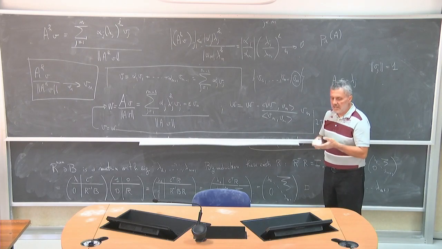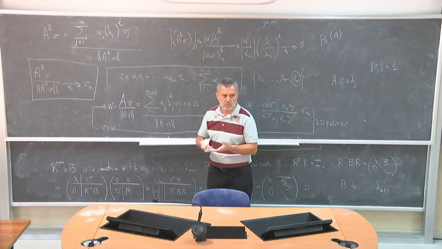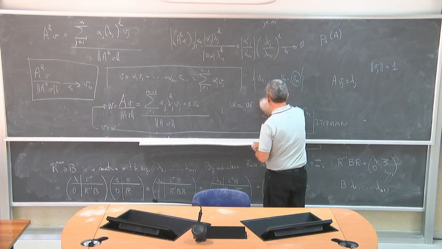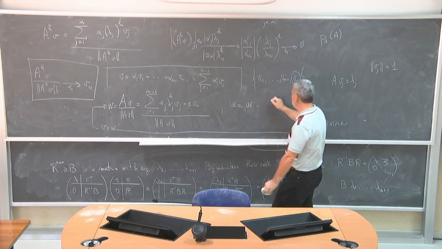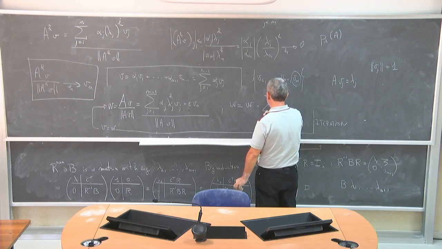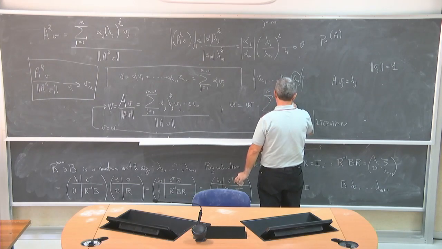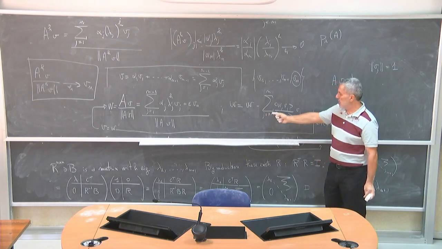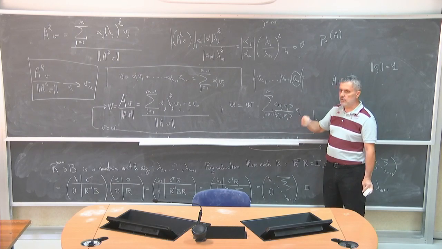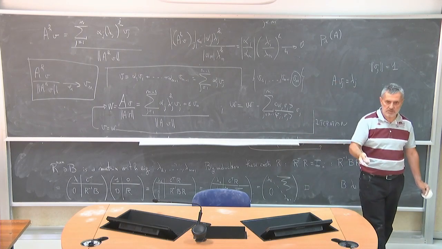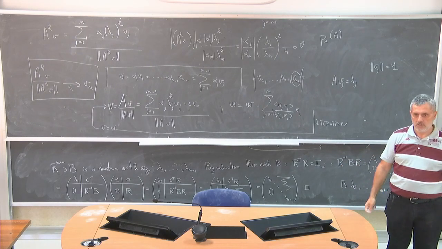And what now if I want Vn minus 2? It's very simple. If I want Vn minus 2, I have to take away the projections along the last two vectors. And then I have to take away the projection along the last three vectors, and so on, so on, so on. Okay?